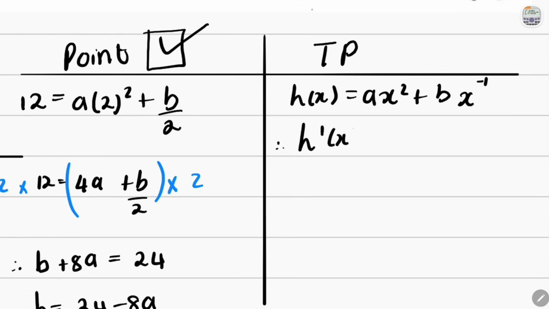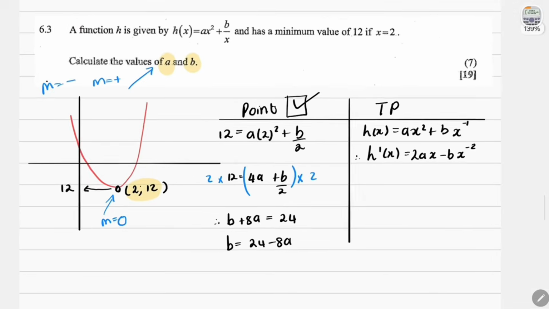So h prime of x, because we're trying to find the gradient, since we know the gradient of this function at one particular point. So h prime of x equals coefficient times exponent, which is 2ax. Exponent minus 1 is 1, so it just stays 1. And then coefficient times exponent is negative b, and you still have x here. And then exponent minus 1 will be negative 2. So this is the gradient of h.